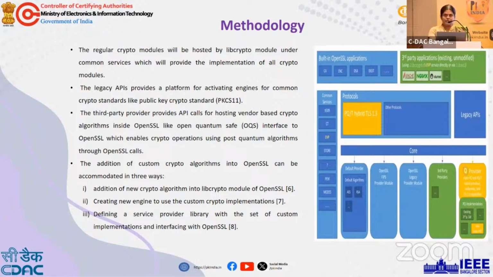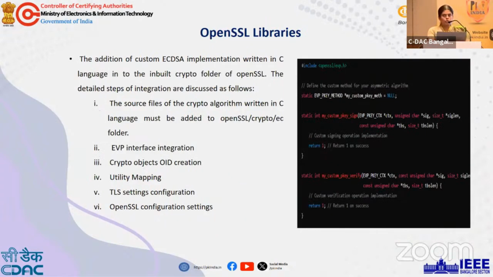So we discuss the steps with which we can incorporate these custom crypto implementations using these frameworks. The first one is the OpenSSL libraries: the addition of a custom ECDSA implementation, written in C, into the inbuilt crypto folder of OpenSSL. So there is a language dependency, because the OpenSSL crypto implementations come with a structure called EVP, the envelope structure.